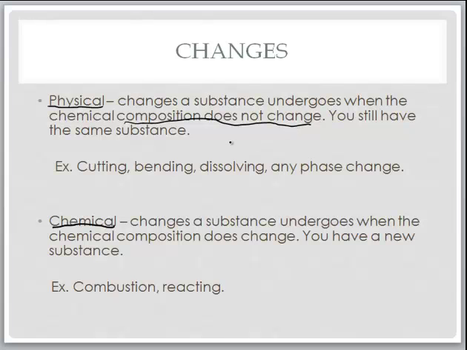So for example, whatever you're doing to the compound, or the substance I should say, you're not turning it into something else. If you are talking about a piece of aluminum, you can cut the aluminum in half, you can bend the aluminum, it's still aluminum. If you take salt and put it in water and it dissolves, you still have salt, it's just in a different form. It's dissolved salt.